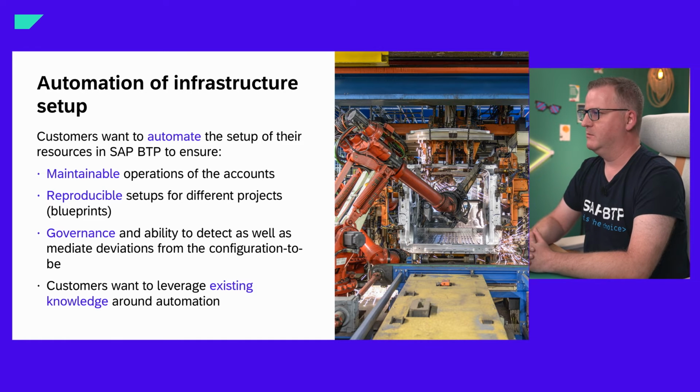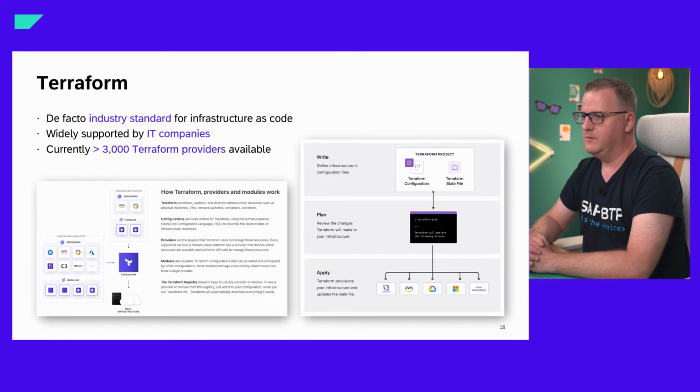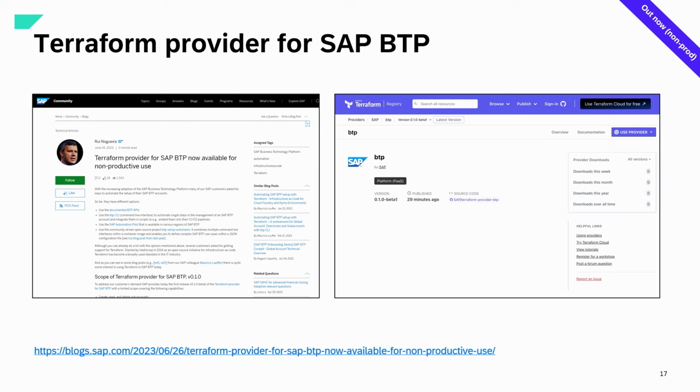We also see that customers have existing automation infrastructure in place for managing their cloud assets, which they now also want to leverage for SAP BTP. And with Terraform, there's a de facto industry standard for infrastructure as code, as I mentioned, which allows customers to manage cloud infrastructure assets. It's widely adopted, and it has more than 3,000 providers available. And now we also have a provider for SAP BTP for Terraform. And I want to quickly show you a demo on how you can use this to manage your BTP account.